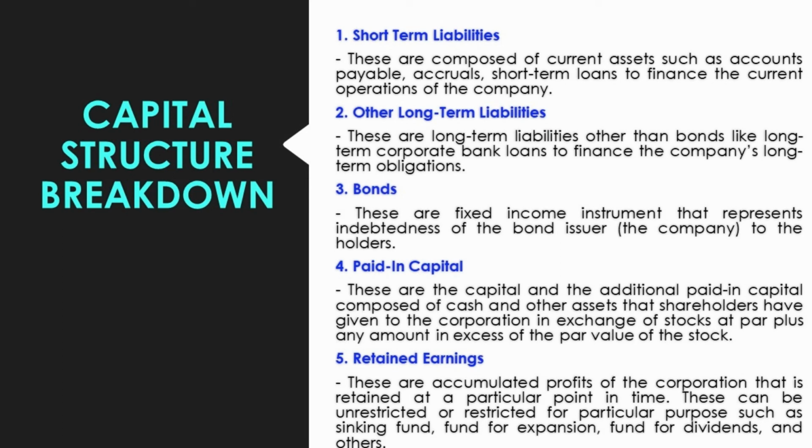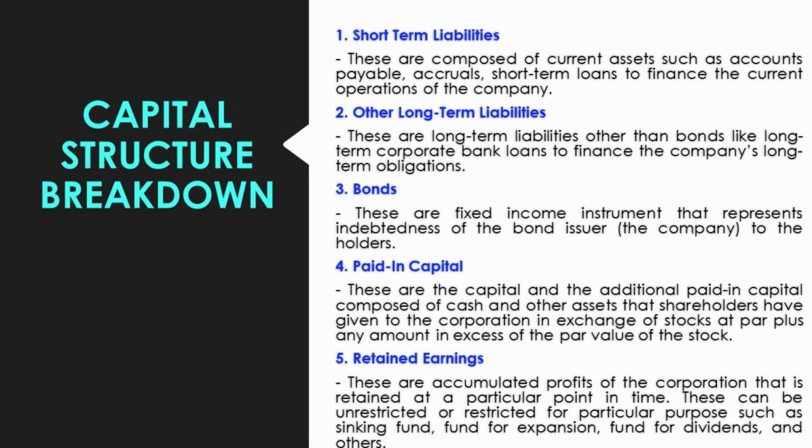First breakdown is the short-term liabilities. These are composed of current liabilities such as accounts payable, accruals, and short-term loans to finance the current operations of the company. Second, other long-term liabilities. These are long-term liabilities other than bonds, like long-term corporate bank loans to finance the company's long-term obligations or investments. Third is the bonds. These are also long-term liabilities that are fixed income instruments that represent indebtedness of the bond issuer, the company, to the holder, which is the investors.